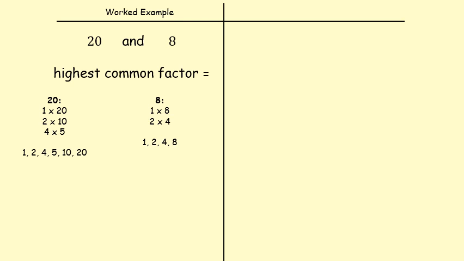And then all we're going to do is look at both lists, and we're going to see that the highest number that appears in both lists of factors is 4. So we can say the highest common factor, or HCF, is the number 4.